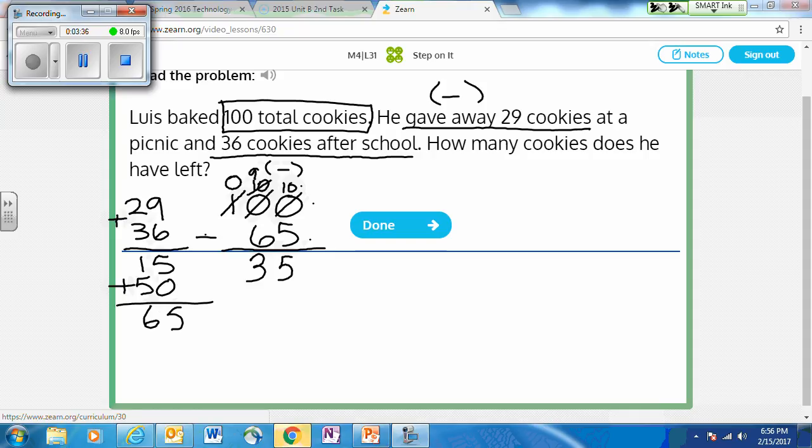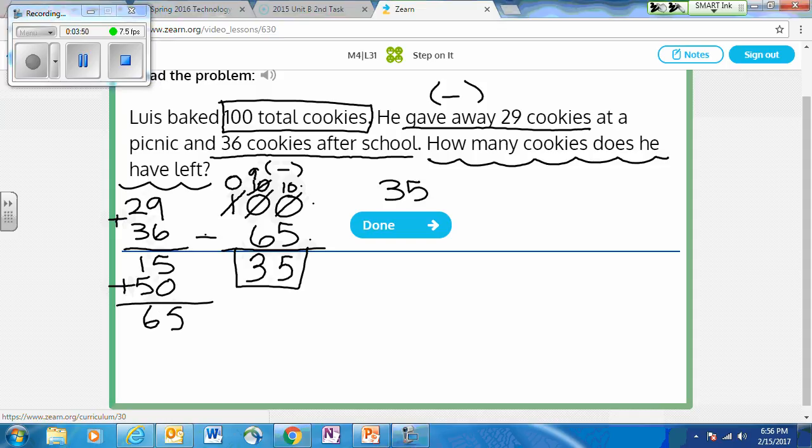Have I answered my question? How many cookies does he have left? He has 35 cookies left. Now, important, we always have to label the unit of our story problems. So, 35 cookies left. If I put 35, my answer would be wrong because it is not labeled. So, 35 cookies left.